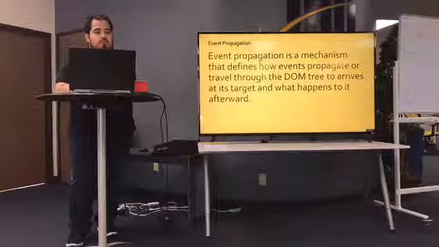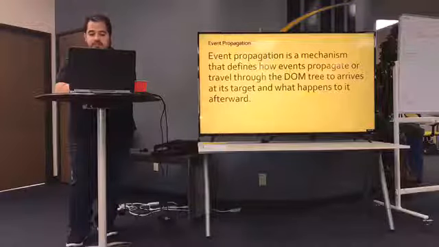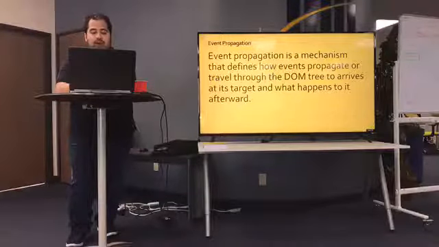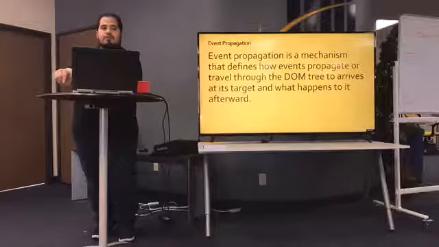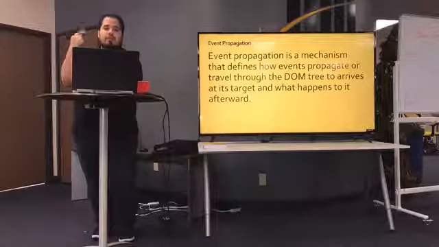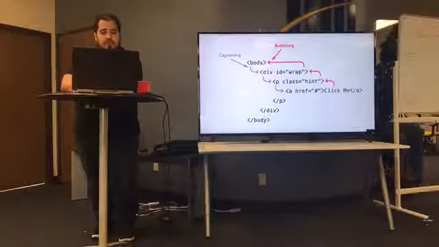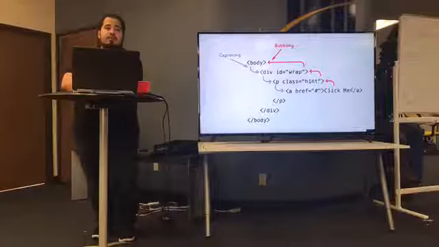Event propagation is a mechanism that defines how events propagate or travel through the DOM tree, how it arrives at its target, and what happens afterward. There are 3 different things that happen. Capturing is going down the tree. When it gets to the target, that's number 2. And number 3 is when it goes back up, event bubbling. So again, capturing: it's going down to the target. Once it gets there, that's step 2, where it gets the target, and then event bubbling, it goes back up.